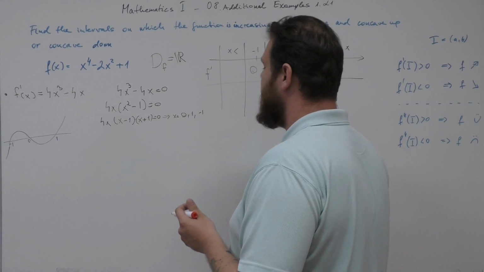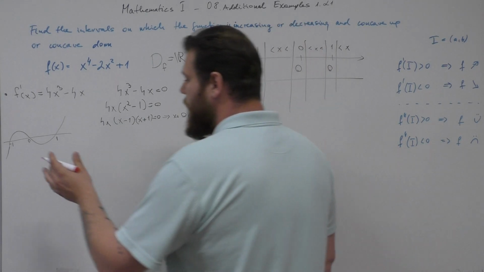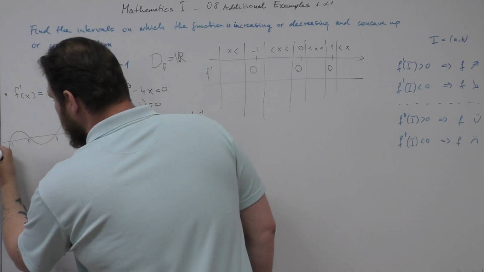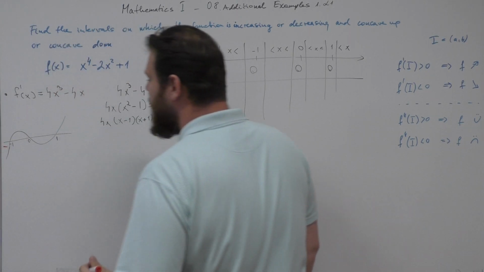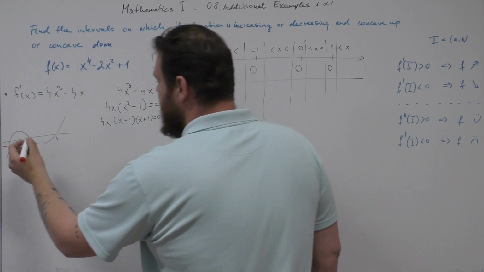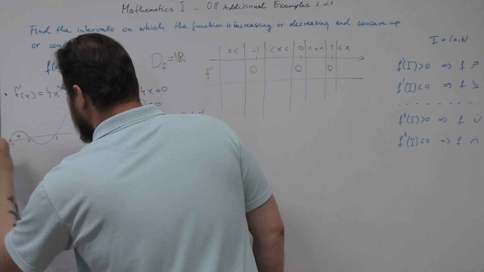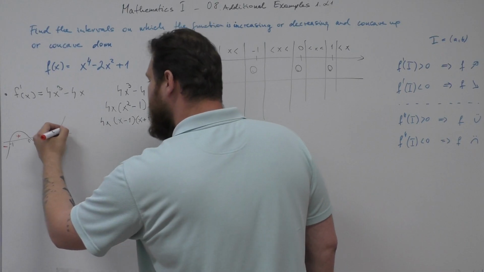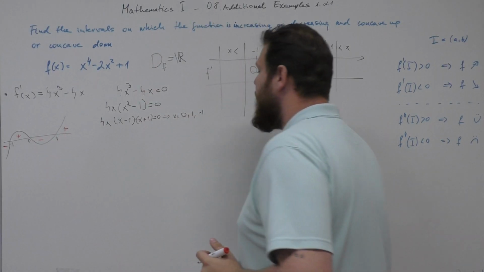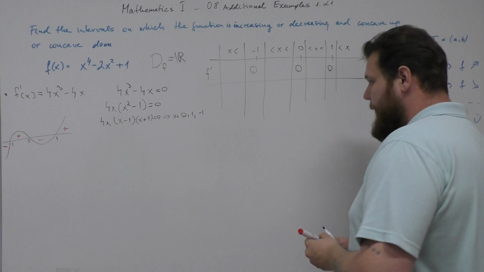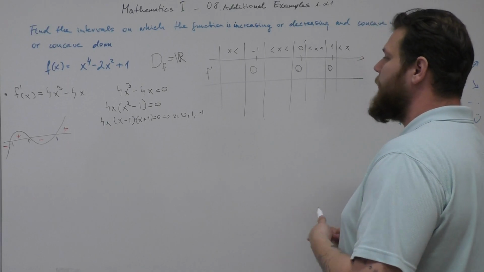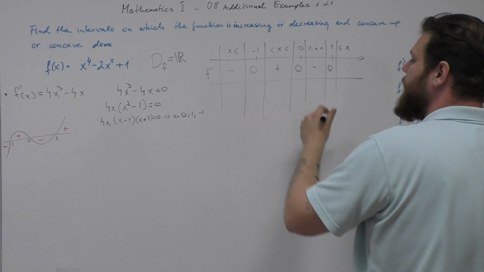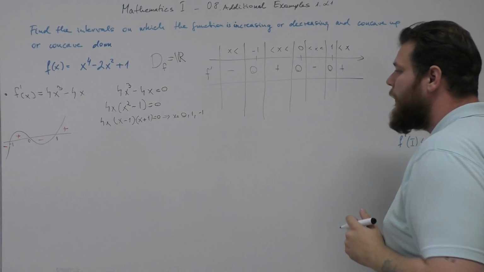if x is smaller than negative 1, our graph is below the x-axis, so our function is negative. Between negative 1 and 0 we can see that our function is positive. Here we can see that our function is negative, and here we can see that it's positive as well. Let's put these signs back on our table. Here is negative, here positive, here negative, and here positive again.